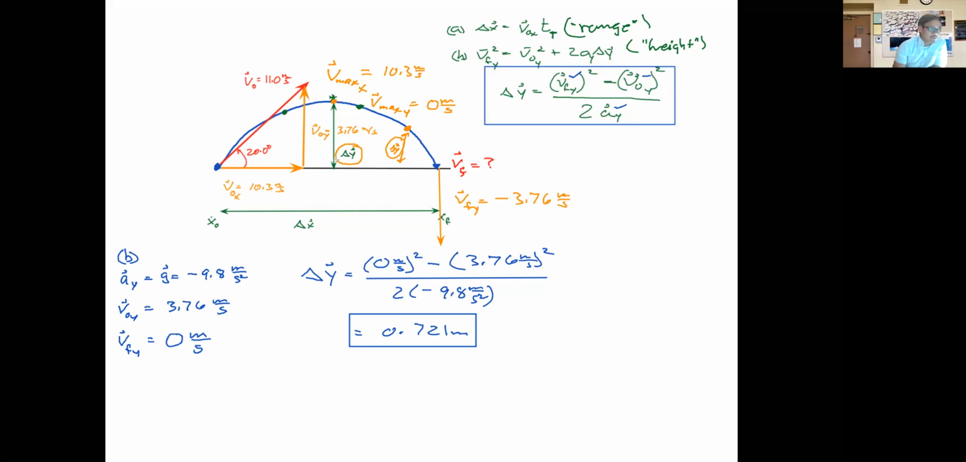We can go ahead and use one of the kinematic equations, and I'm going to list it here. I'm going to use this kinematic equation to solve for the time, and hopefully you remember this. We have v final is equal to v initial plus a times t, where a is the acceleration in the y direction. Let's use that equation to solve for the total flight time.